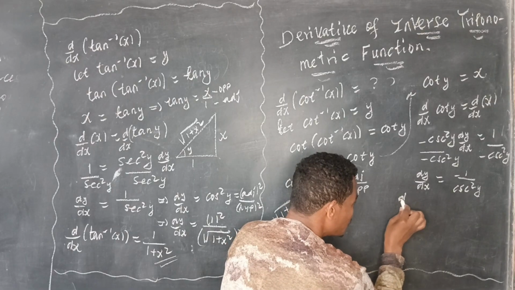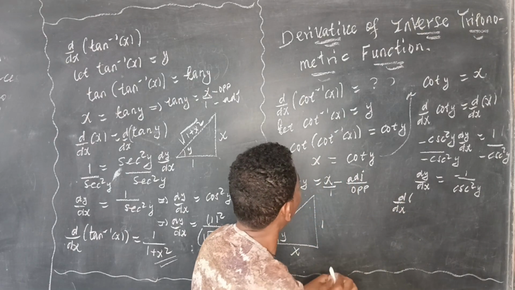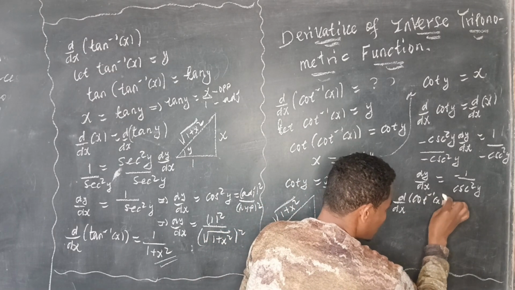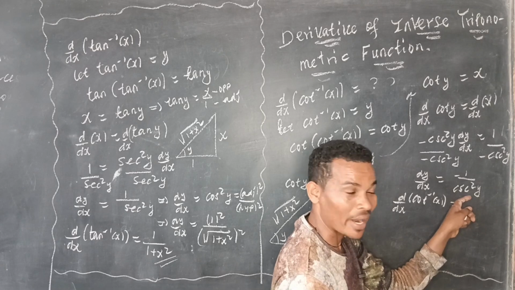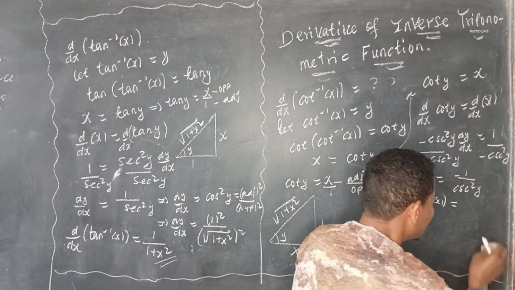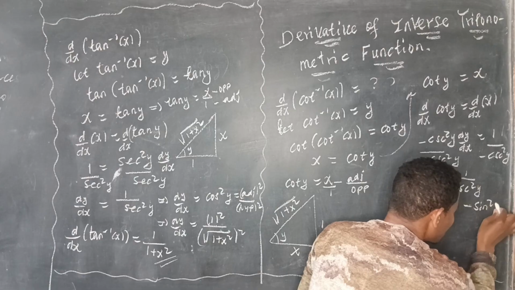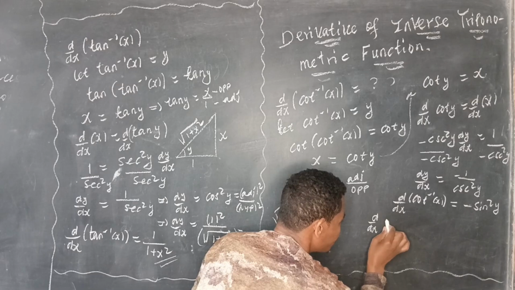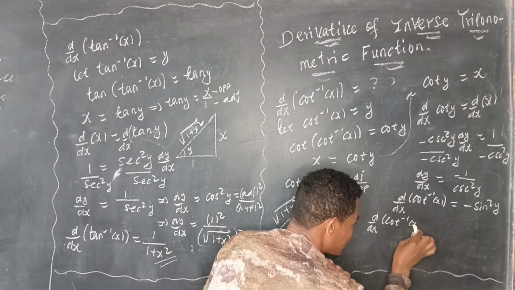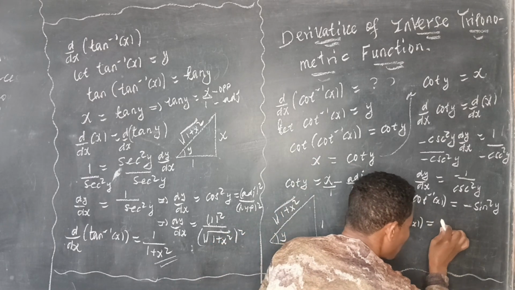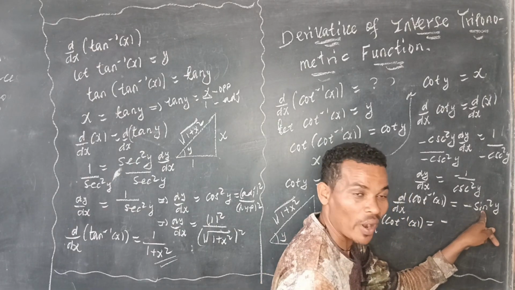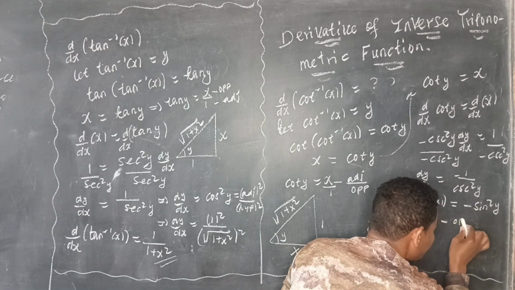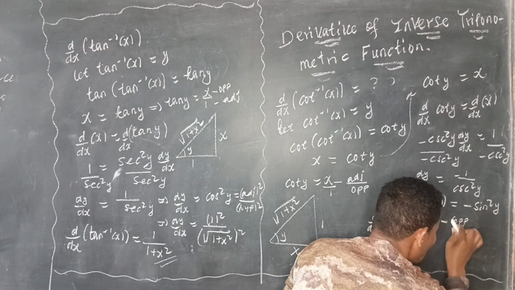That is d by dx of y, which is cot inverse of x, equal to minus 1 over cosec square y, which is sine square y. That is minus sine square y. That is d by dx of cot inverse of x is equal to minus sine square y, and sine theta is opposite side over hypotenuse. That is opposite side over hypotenuse the whole square.